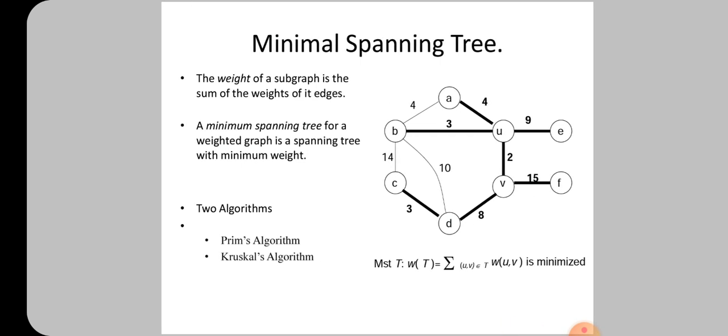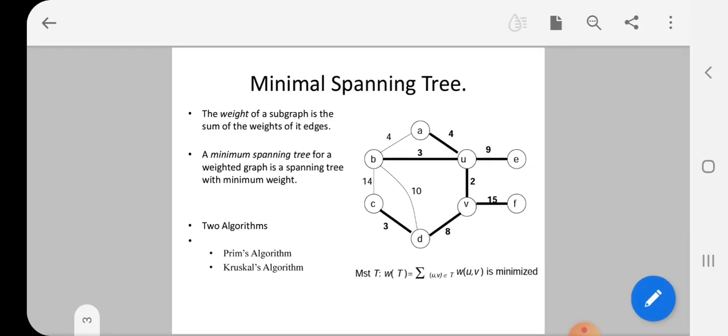Then what is a minimum spanning tree? Here each edge has a weight. So the weight of a subgraph is the sum of the weights of its edges. A minimum spanning tree for a weighted graph is a spanning tree with minimum weight. From the graph we construct a tree with the minimum edges, and we sum up all the edges, then we will get the minimum weight. That spanning tree is called the minimum spanning tree.